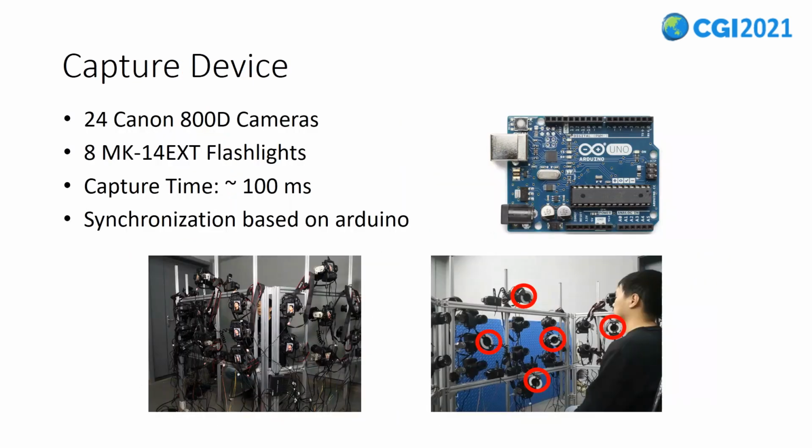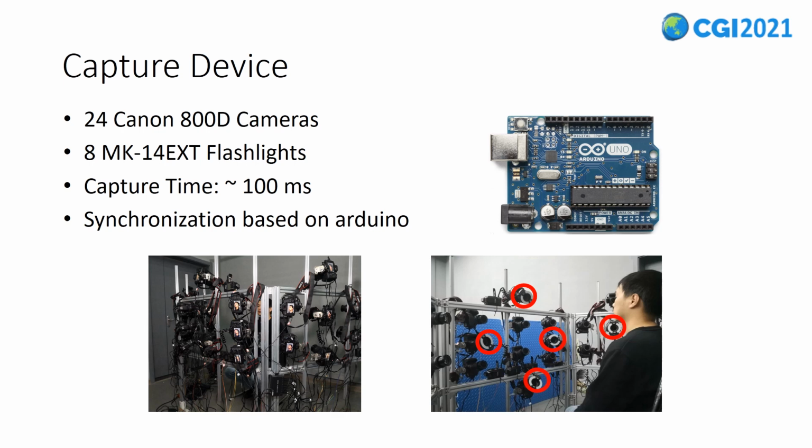We build the facial measurement system using 24 Canon 800D cameras and 8 MK14EXT flashlights. The 24 cameras are divided into 8 groups, and each group shares the same lighting condition. The trigger signals of the cameras and the flashlights are generated using an Arduino microcontroller. The subjects sit in a chair with a headrest to keep the head still during the about 100 millisecond capture procedure. The flashlights are modeled as point light sources, and their positions and poses can be estimated from the camera parameters.